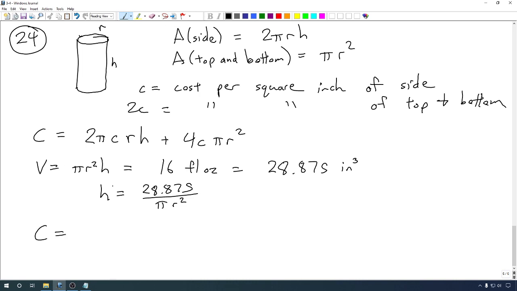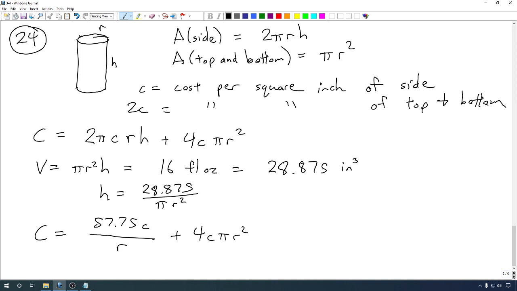That does mean that what we have here, we're going to divide this by pi r squared and multiply it by 28.875. 2 times that is actually 57.75. We still have the little c in there. The pi actually cancels out, and the r on here cancels one of the r's here, so we're left with a single r on the bottom. This term here is unchanged, though. We still have a 4c pi r squared. This is the function that we want to minimize.